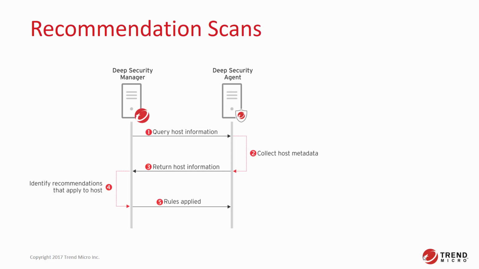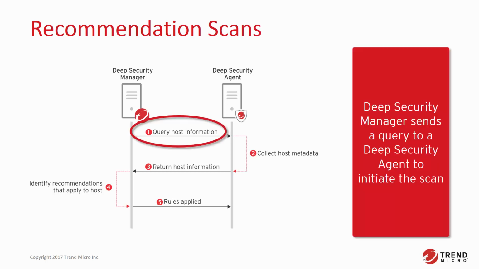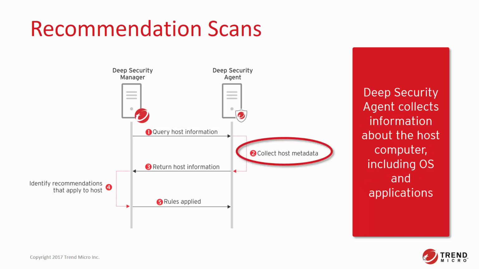A recommendation scan follows these steps. In the first step, the Deep Security Manager sends a query to Deep Security agents to initiate the scan. The query includes instructions as to where on the host computer the agent needs to collect information. These instructions are based on the detection rules and expressions that are included in every security update.